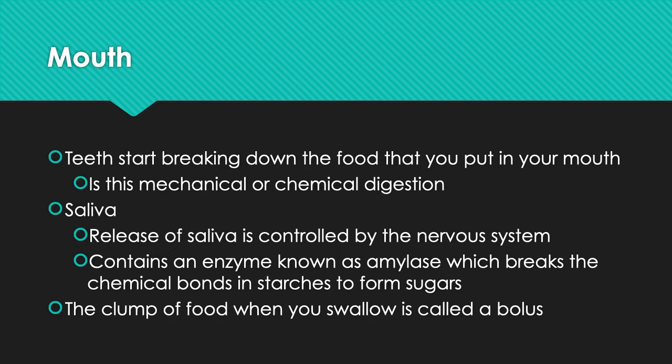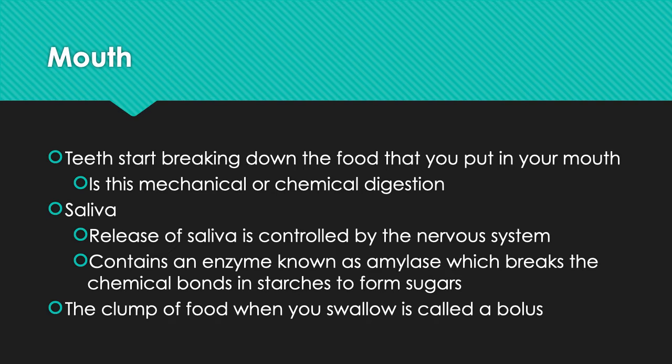Then the saliva that's in our mouth, this is what it does. Release of saliva is controlled by the nervous system. Okay, once again, I'm talking about another system that we will have an entire lecture over, but that's how it's related. This saliva contains an enzyme known as amylase, which breaks down the chemical bonds in starches to form sugars. Okay? And then the clump of food when you swallow is called a bolus.